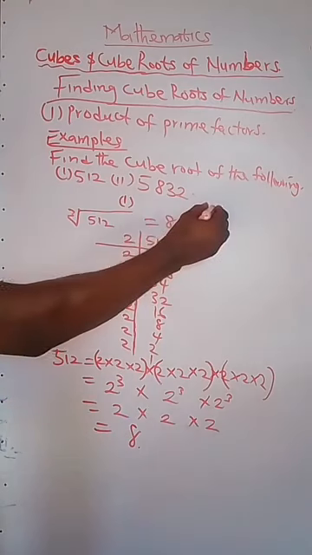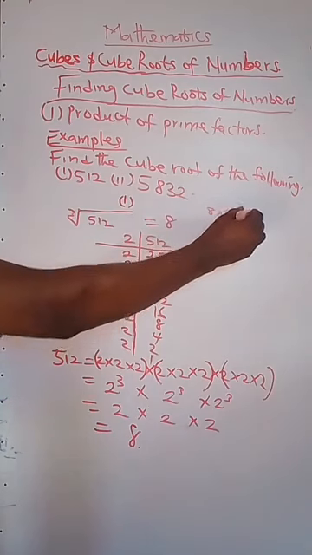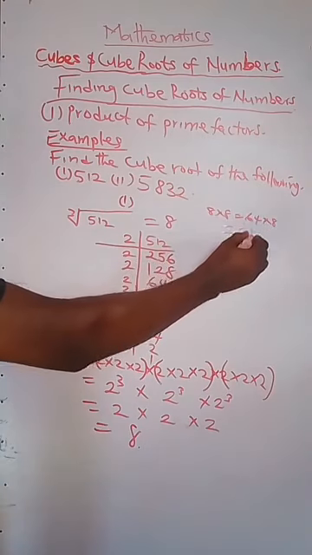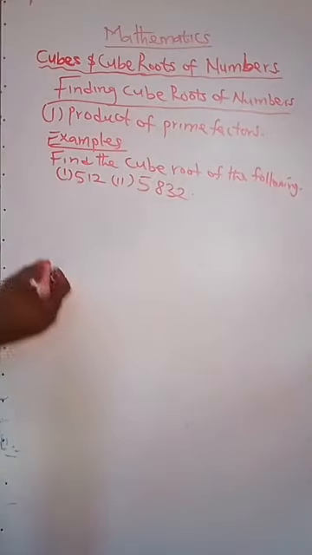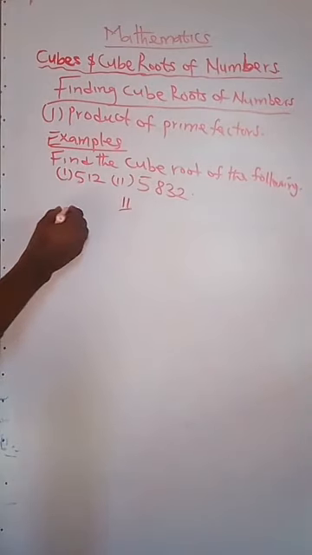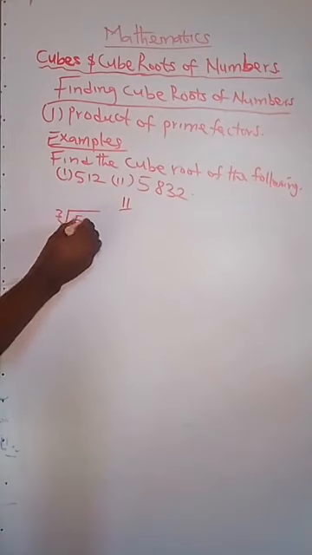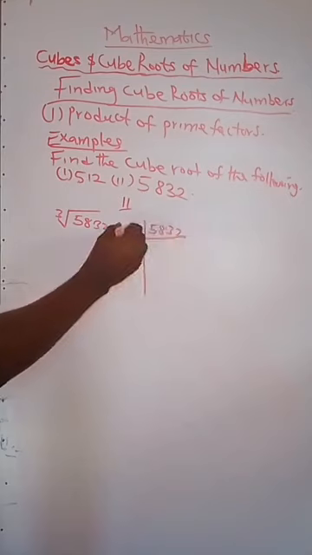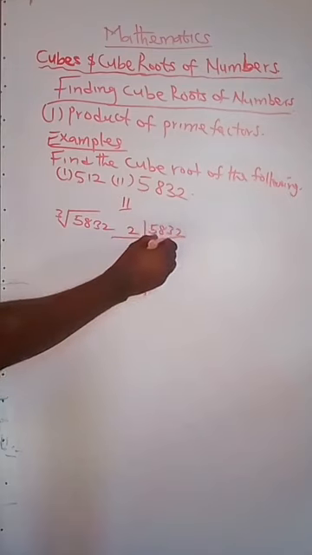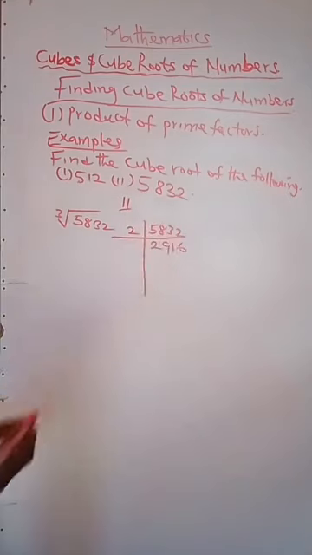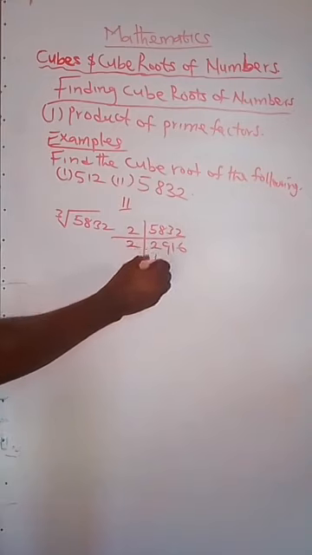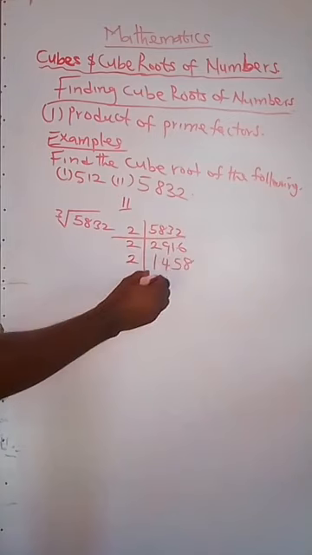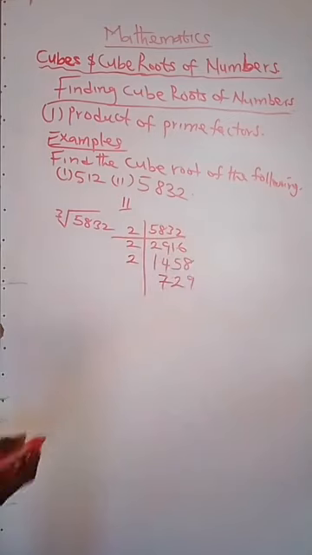Let's check. 8 times 8, that is 64. 64 times 8 is 512. Now, let's solve the second question. Question 2. We want to look at cube root of 5832. Let's draw our usual table. 5832. Let's start with 2. 2, 2916. Right? Let's go with 2 again. 2, 1458. Let's go with 2 again. 729. 2 cannot go again.